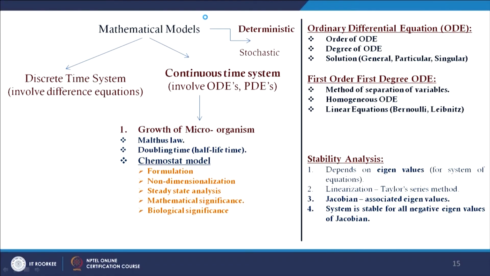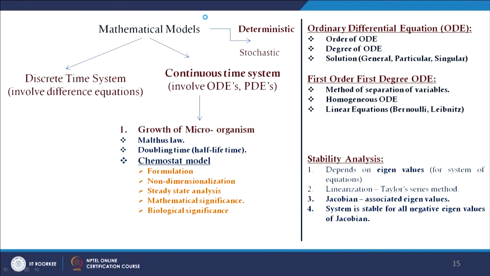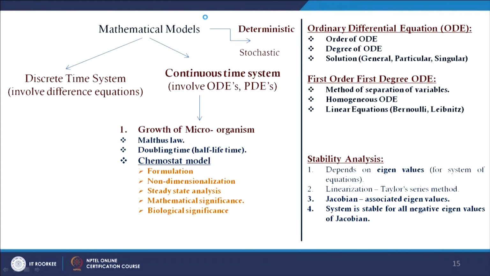Then in the continuous time system we discussed ordinary differential equations; we have not started PDEs. And in the ordinary differential equation sense, first we discussed the growth of microorganisms based on the Malthus model, and how we can calculate the doubling time for double the total population size or half of the population size. Then we discussed the chemostat model, how we can formulate a chemostat model, and the non-dimensionalization of the equations. Then the steady state analysis of the chemostat model equations, and then its mathematical significance with its biological relevance.